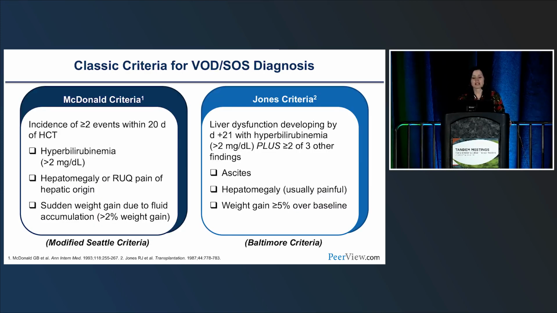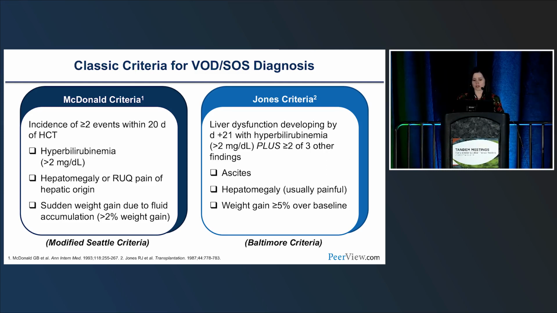We can review the classic criteria for VOD diagnosis. So the McDonald and the Jones criteria, or modified Seattle and Baltimore criteria. These rely heavily on three things, which is nice in their simplicity, but we've learned may not be applicable to all patients. So in the modified Seattle, you have to have 2 or more events within 20 days of transplant, so early time post-transplant. We expect to see hyperbilirubinemia, hepatomegaly or right upper quadrant pain, and sudden weight gain.